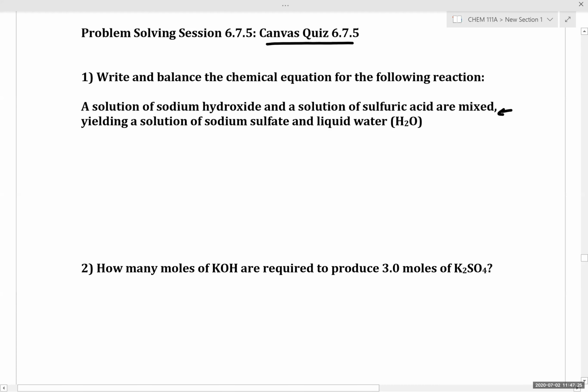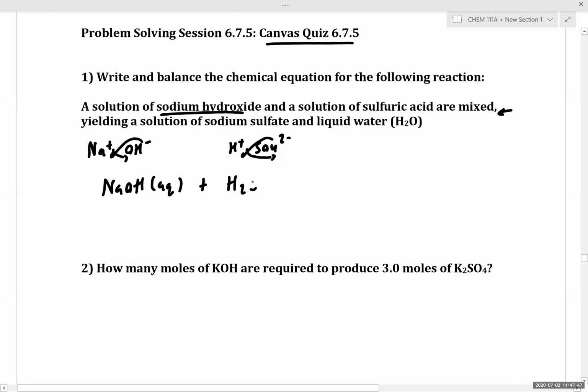Okay, so let's discuss the balanced chemical equation. So first and foremost, sodium hydroxide. We have Na plus and OH minus. We cross the charges. That gives us NaOH. Sulfuric acid, it's derived from sulfate, H plus and SO4. We cross our charges. That gives us H2SO4, aqueous.